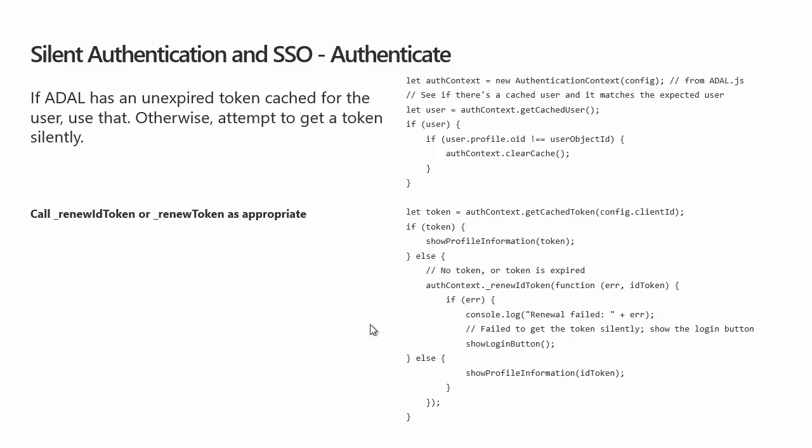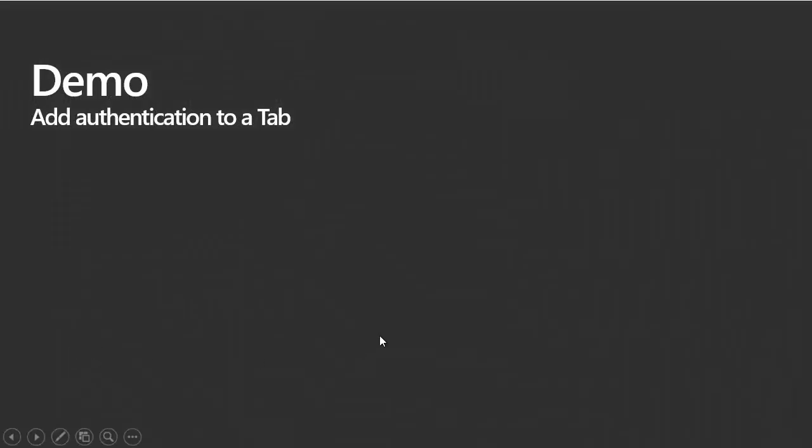And you can see there this string is calling the renew ID token function. That will get the ID token for the user. If what you need is an access token, you would call renew token instead. In the sample code we have, it calls renew token, not ID token. So let's take a look at the demo that shows this in single sign-on.